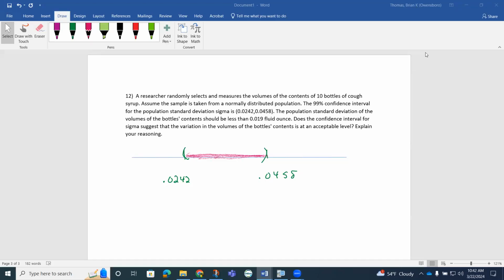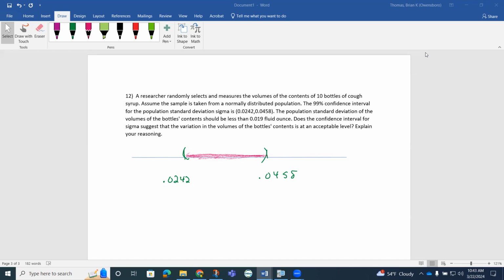So looking at question 12, a researcher randomly selects and measures the volumes of the contents of 10 bottles of cough syrup. Assume the sample is taken from a normally distributed population. So the 99% confidence interval for the population standard deviation, sigma, is developed.